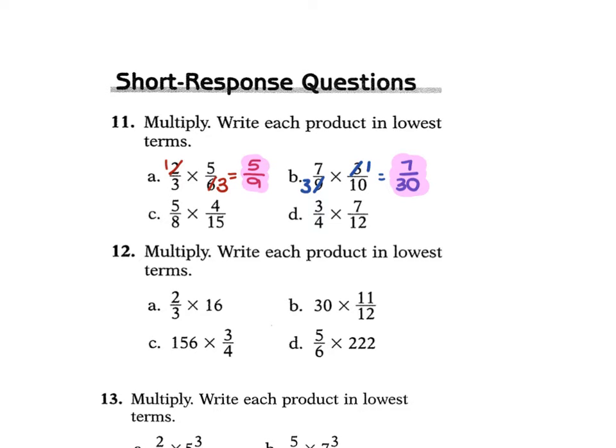For C, we have 5/8 times 4/15. I do not have any mixed numbers, so I'm going to cross simplify if I can. The 5 and the 15 share a common factor of 5, so I divide both of them by 5, and the 5 becomes a 1, the 15 becomes 3. 8 and 4 share a common factor of 4. 8 divided by 4 is 2, and 4 divided by 4 is 1. So I now have 1/2 times 1/3, so I multiply straight across. 1 times 1 is 1, 2 times 3 is 6, so 1/6.